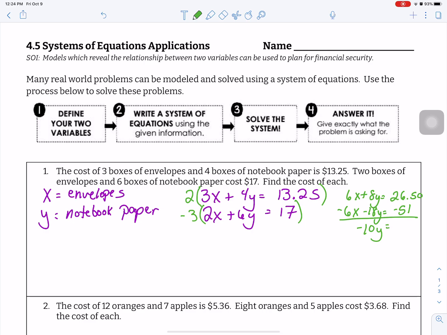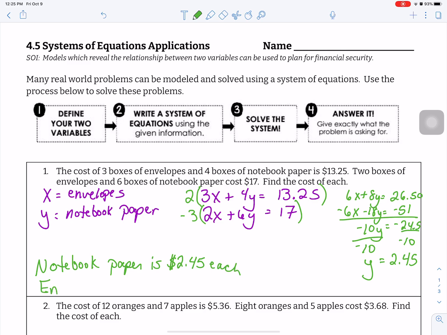And I get -24.5 dividing by -10. I should get positive answers for these because I'm looking for a cost. And so when I'm working on these, you want to make sure that answer makes sense. Decimals are okay because we are in money, so we can have the change. So this tells me that notebook paper, I'm going to go ahead and write this one out since I found this, is $2.45 each.